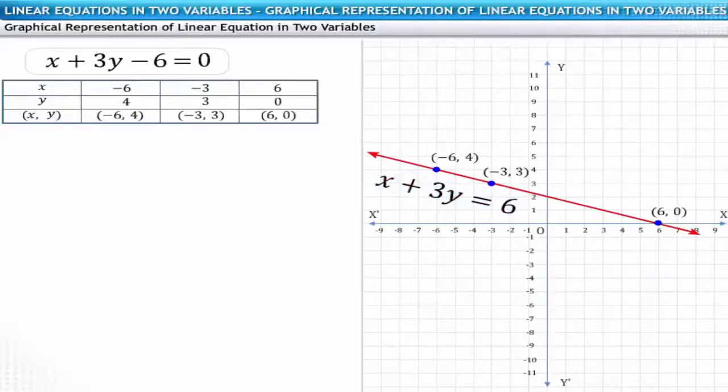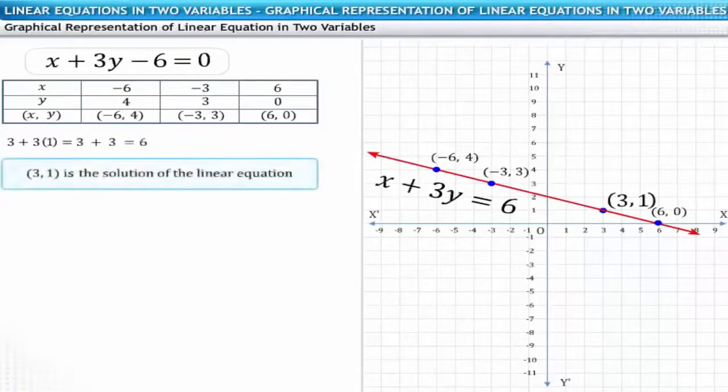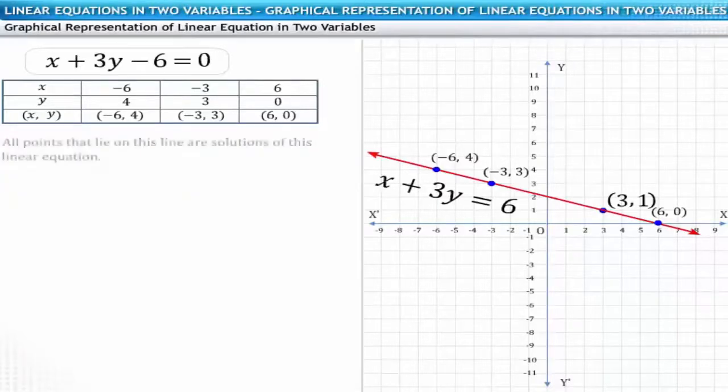For example, the point 3, 1. Let's verify by substituting 3, 1 in the equation. The coordinates of this point also satisfy the linear equation, so we can say that 3, 1 is also a solution of the linear equation. Hence, all points that lie on this line are solutions of this linear equation.